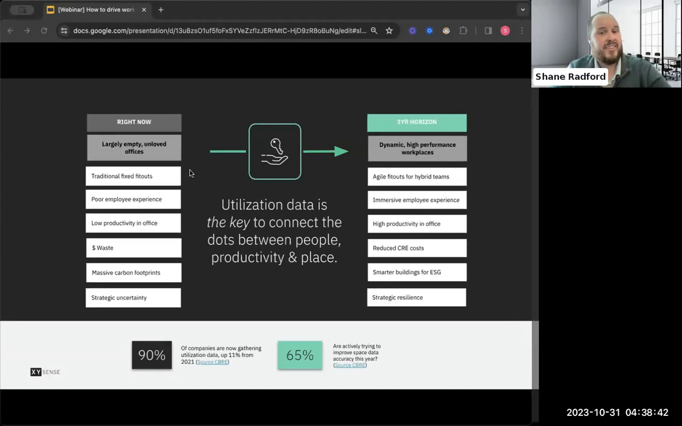There are several different methods to capture utilization data, and each method comes with a varying degree of accuracy. The most accurate and actionable approach is to deploy occupancy sensors. As a result, this technology has gained a lot of market interest over the past few years, and CBRE research indicates that 90% of companies are gathering utilization data of some kind, up 11% from 2021. But a majority of them are also looking to improve the accuracy of the data they collect. Why?